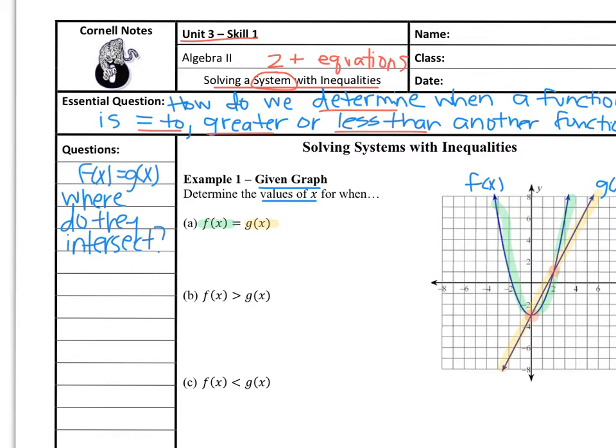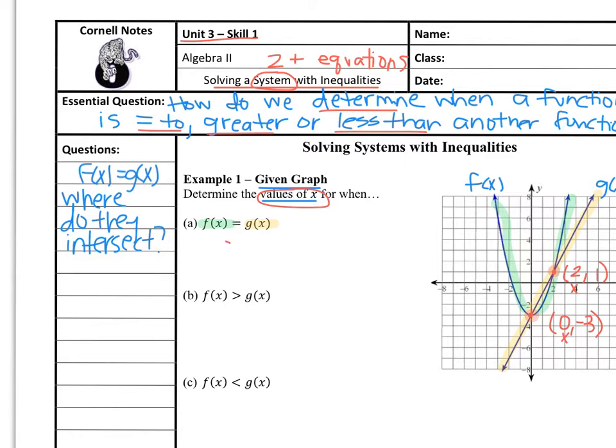For their intersection points, we only want the x values. Let's first write down the points where they intersect. The point on the bottom of the parabola is over 0, down 3. And this point over here is over 2, up 1. We just want the x values though, because it says determine the values of x. So the two x values in our answer are 2 and 0.